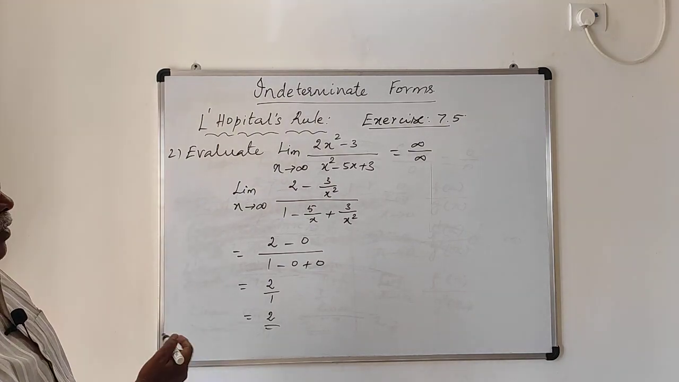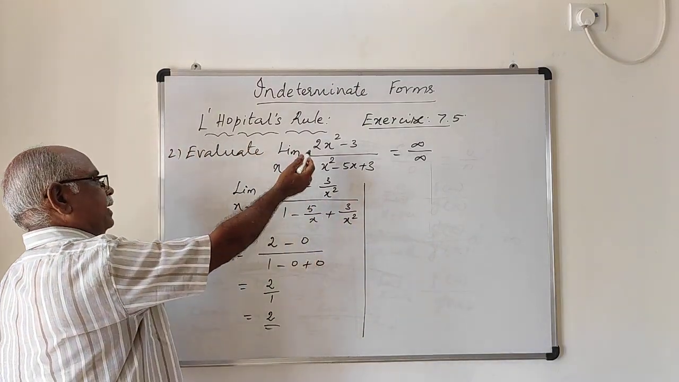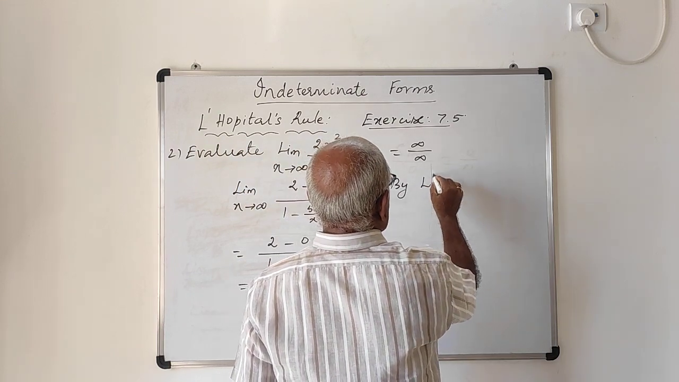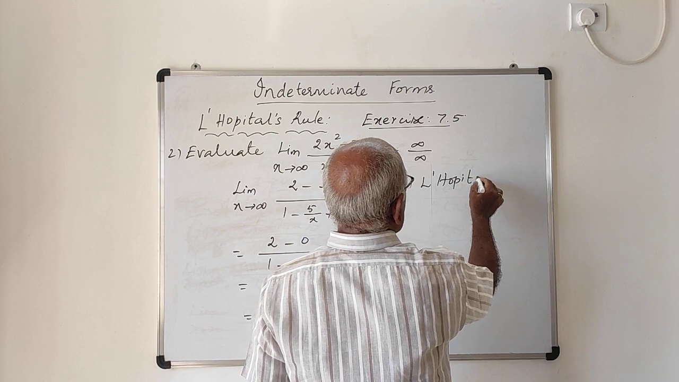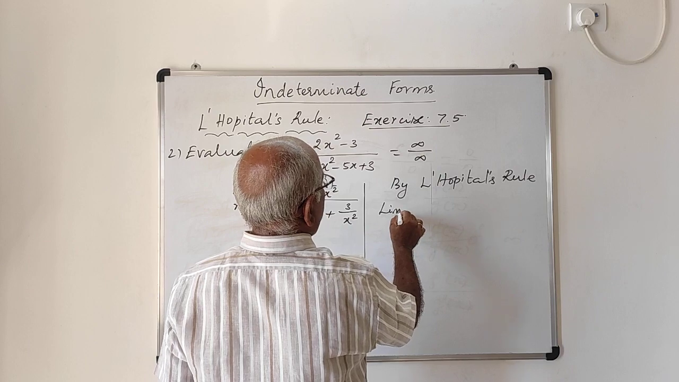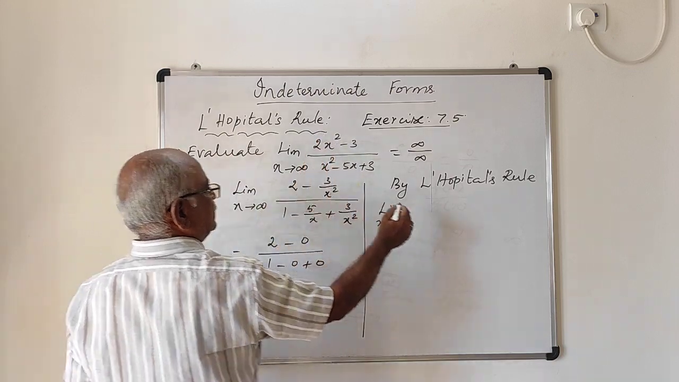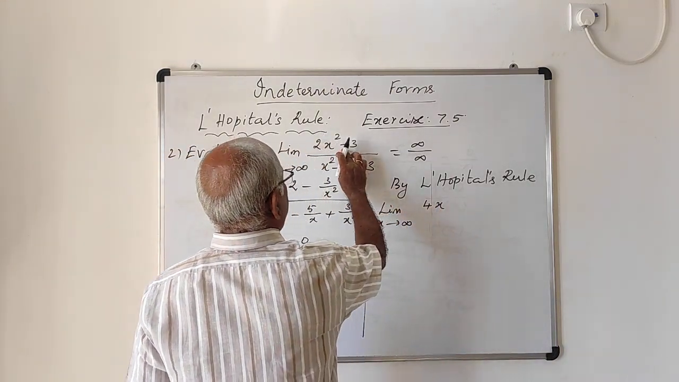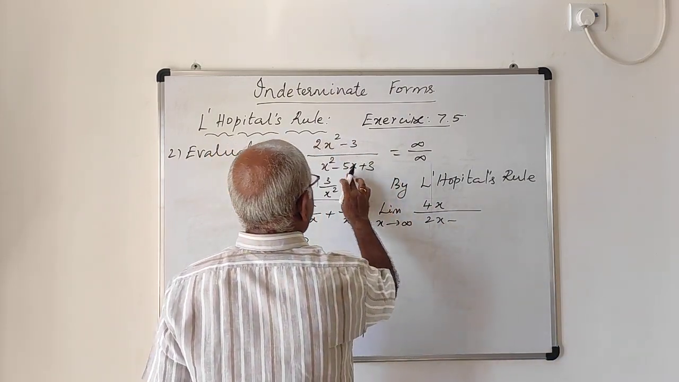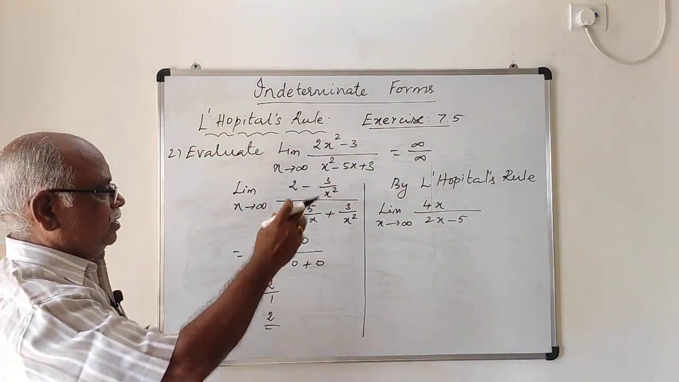The same problem you can also solve using Hopital's rule. One idea is dividing both numerator and denominator by x². Now by Hopital's rule, differentiate numerator and denominator separately. The derivative of 2x² is 4x, minus constant, derivative 0. In the denominator, the derivative of x² is 2x, minus the derivative of 5x, which is 5 into 1, plus constant 0.